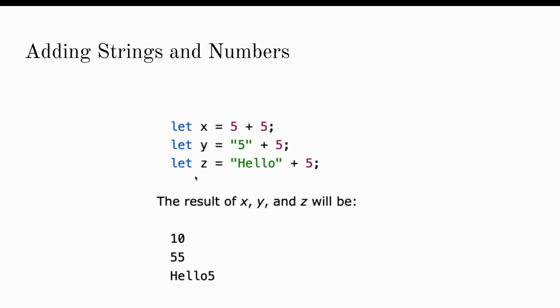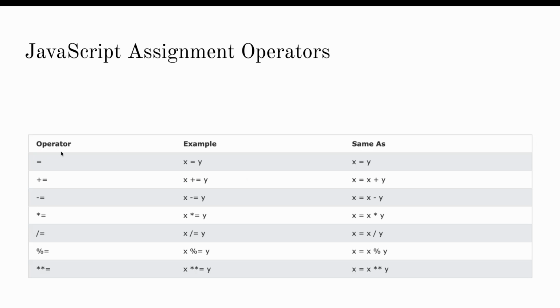All right, and then we have another variable here, again a string, and then a number. Then you will get hello 5, because again it's a concatenation. Okay, it's not doing any arithmetic operation here. All right, so then for operators, we have these short forms that sometimes we use.